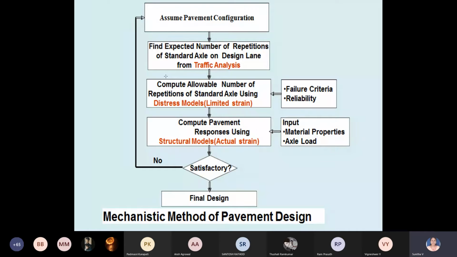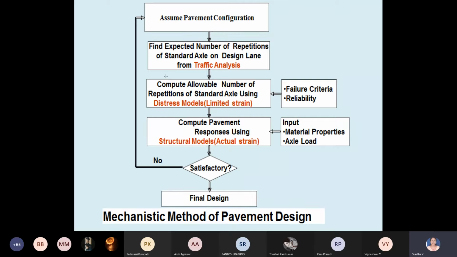So assume the pavement configuration, then find the expected number of repetitions of standard axle on the design lane from traffic analysis. We have to count the traffic volume and project the traffic. It's not for the current one. If you're designing the road for 10 years, you have to project the traffic for 10 years, because now only say 5,000 vehicles are on the road, but after 10 years it can be 7,000 or 8,000. So you have to find the projected traffic.